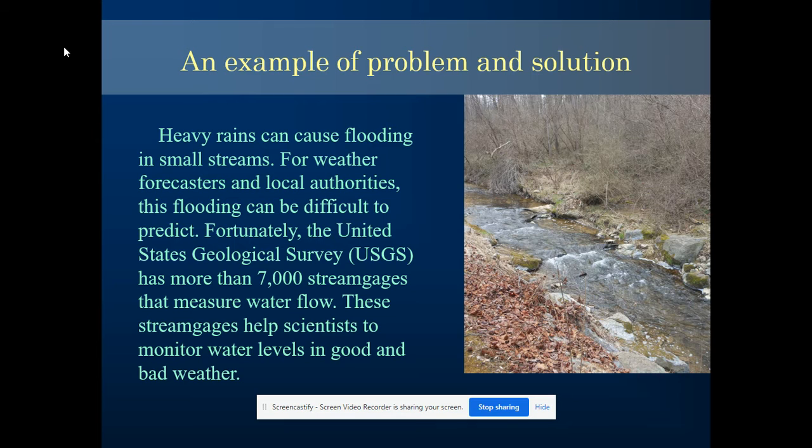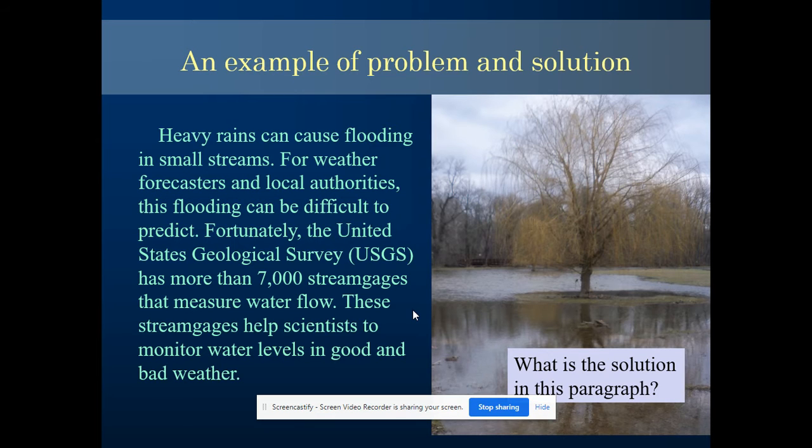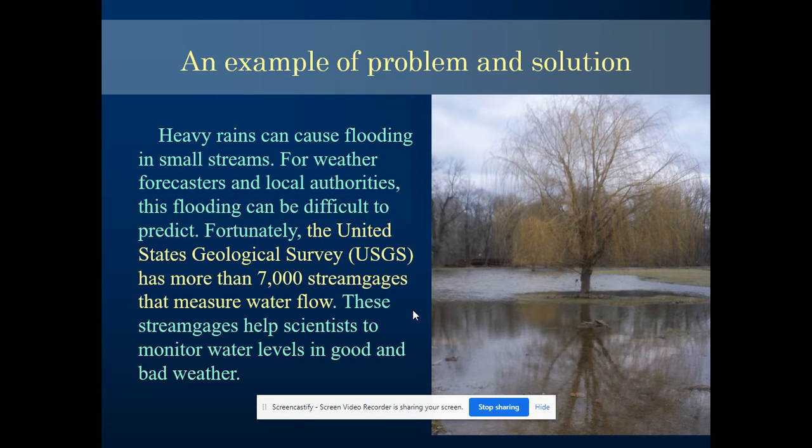These stream gauges help scientists to monitor water levels in good and bad weather. So the problem is that there can be flooding and they don't know when it's coming, and that's hard to keep people safe. The solution is, though, that there are 7,000 stream gauges that measure the water flow and give them a warning about the flooding. Okay, so that's the problem, the flooding. It can be hard to predict. And the solution, the stream gauges.